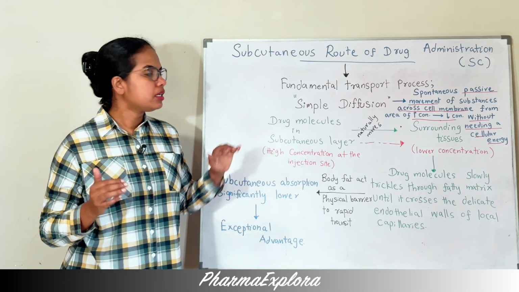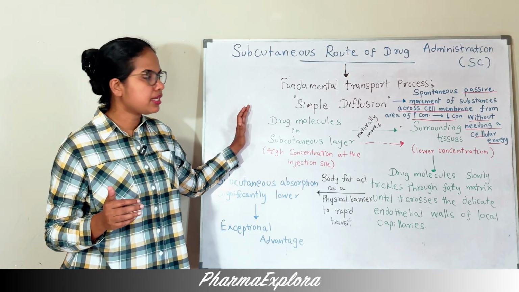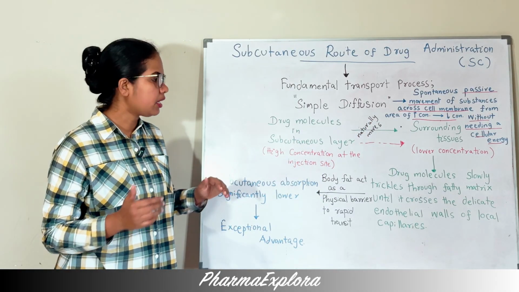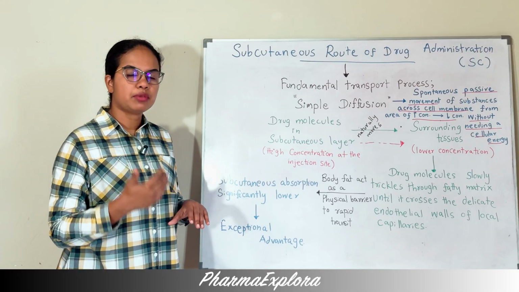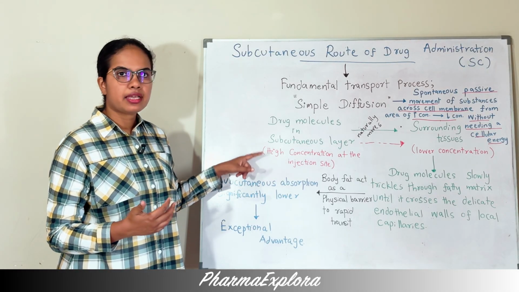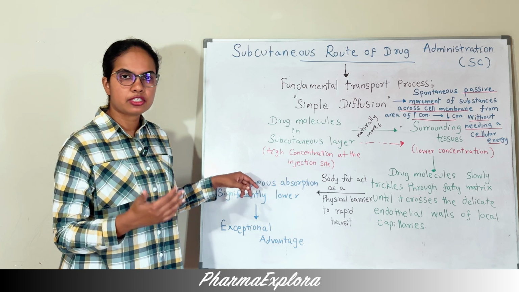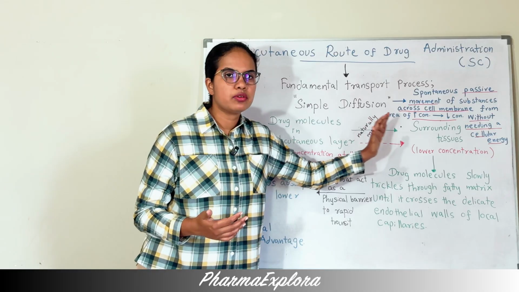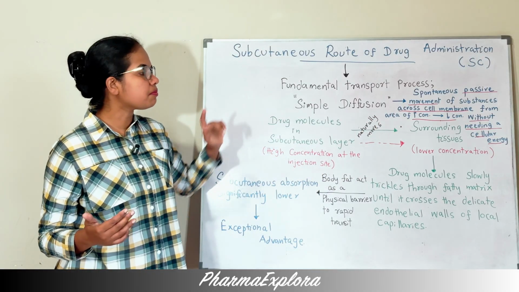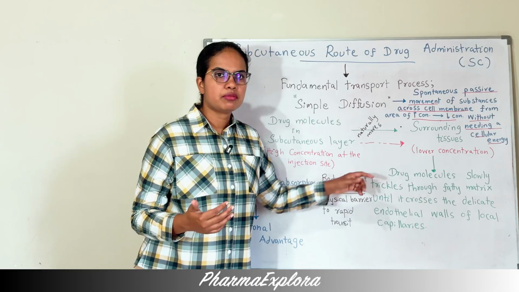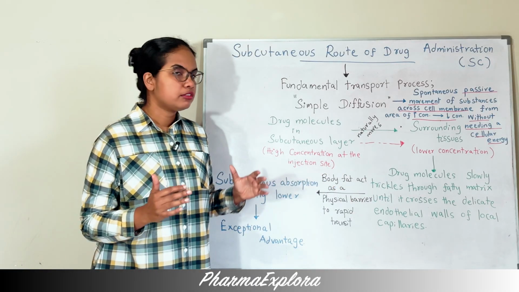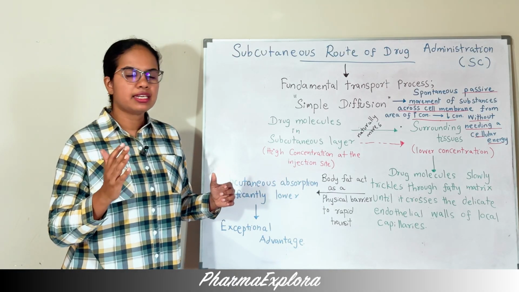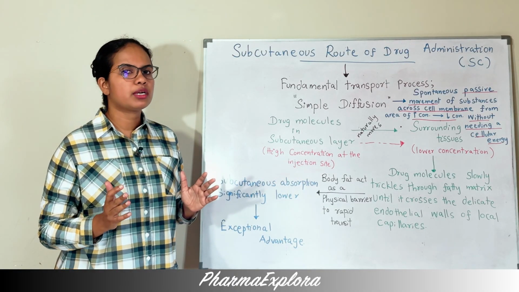So the drug molecules in the subcutaneous layer naturally move into the surrounding tissues using simple diffusion. Why? We inject the drug into the subcutaneous layer, so there is a high concentration of drug molecules at the site of injection. These drug molecules slowly trickle down through the fatty matrix until they cross the delicate, very thin endothelial walls of the local capillaries.